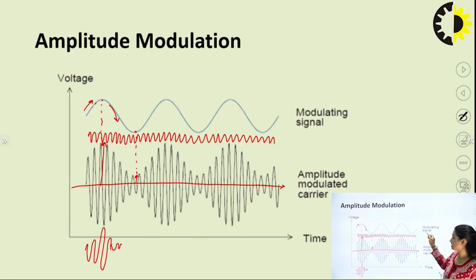This is my modulating signal, message signal or the information signal. This is my carrier wave and this is the resultant, the amplitude modulated wave. This is the time axis. I hope this is clear. So this is the resultant wave, which will be the outcome of my modulating box.